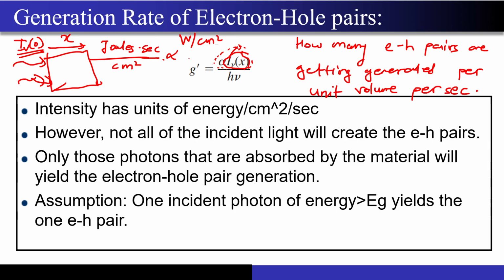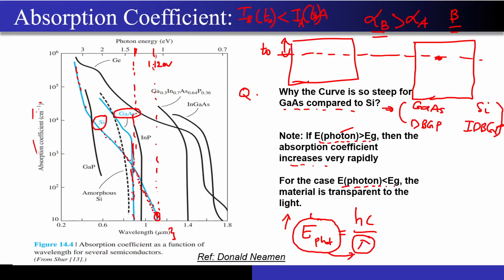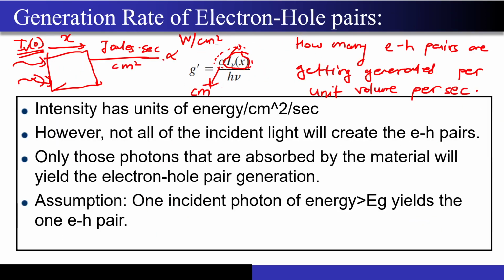Now this alpha that you are seeing over here, what are its units? The alpha units are per centimeter. It is the absorption coefficient, right? And if you just want to see, you can see over here its units are per centimeter, correct? So if its units are per centimeter, and what I have over here is joule into second upon centimeter square, right? Then if I multiply these two things, what will it become? Joule second per centimeter cube, right?